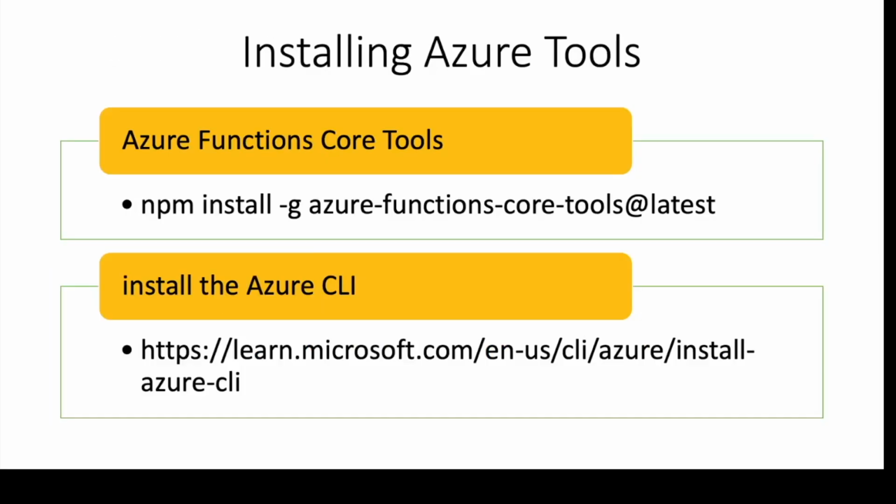As far as the Azure tools are concerned, you need to install Azure Functions core tools. And the command for that is npm install, and you would install it globally. So you put in the switch -g, and the actual tool is azure-functions-core-tools, and you want to get the latest version. And to install the Azure CLI tool, you will need to go to this link.